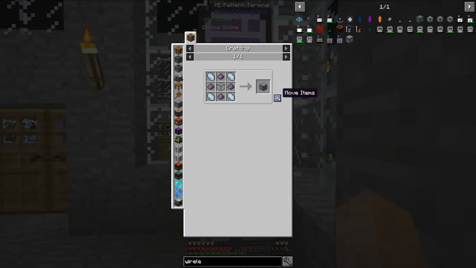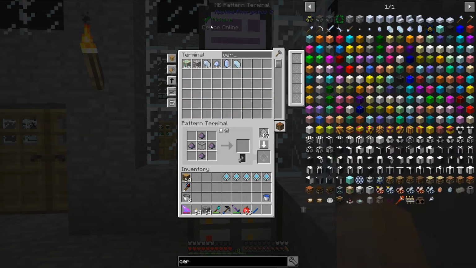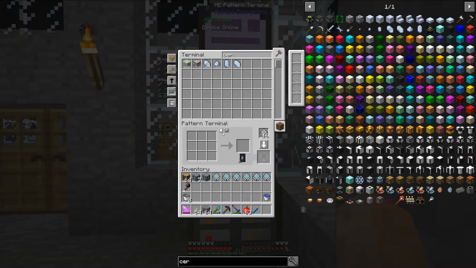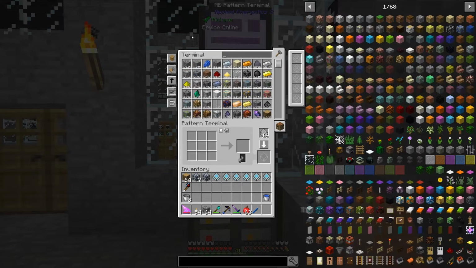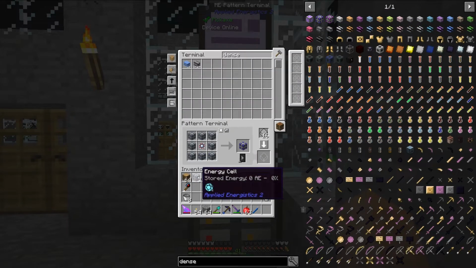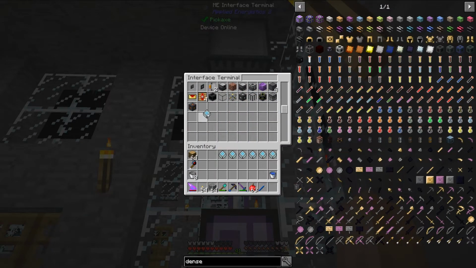To make energy cells, it's a pattern like this. I do want to replace the Certus in that recipe with plain Certus, because I have a lot more of that than the pure Certus. Oh, so now you won't stack. That's cool. I need a dense energy cell. So let's take a look at the dense energy cell here. And that is a recipe like that. Let's make that. And then I should be able to autocraft this real fast in a second.